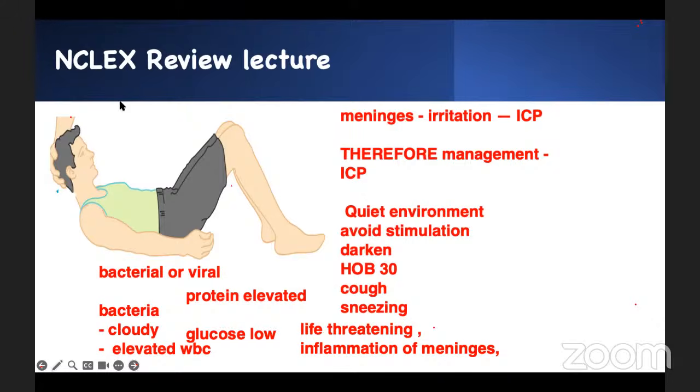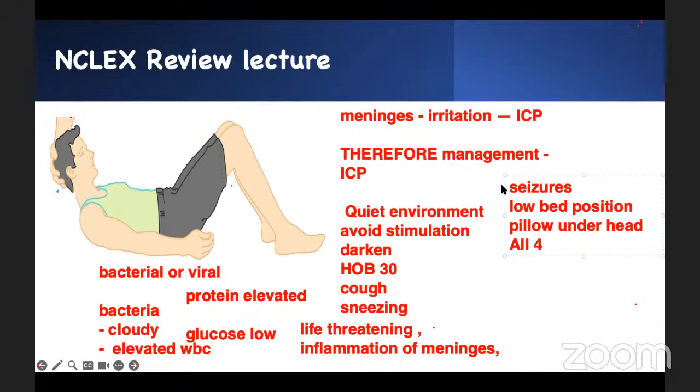What else should you worry about when it comes to this particular patient? The seizures. These are complications. So you have to institute seizure precautions. This is very straightforward. Seizure precautions. What are the things you do? Your bed in the lowest position as much as possible, right? The pillow under their head so that they don't bang their head. All four rails are up and padded so that they don't get injured.